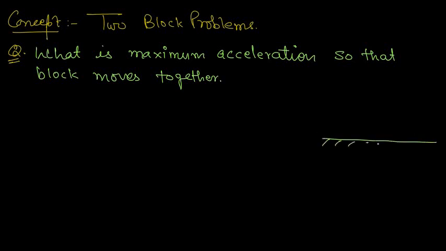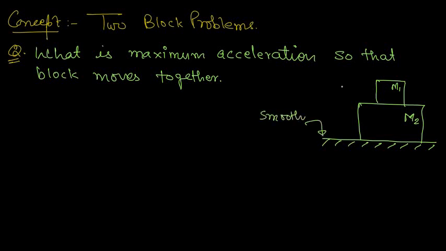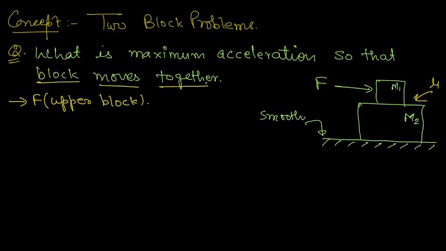Suppose there is some surface, and there is one block of mass m2. There is another block of mass m1 on that, and this surface you can consider as a smooth surface, and the force F is applied on the upper block, remember. This is given in the problem: F is applied on the upper block, first case. Okay, and there is a coefficient of friction, that is mu. So you have to find, and the condition is both blocks should move together.